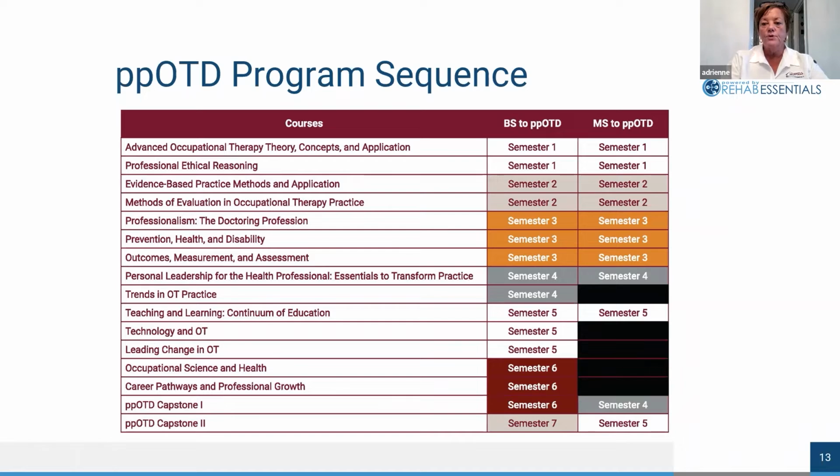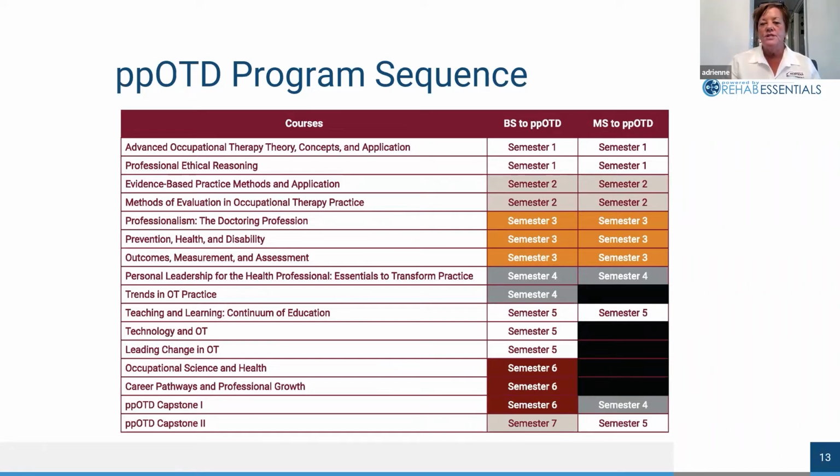And if we look down that list, those of you moving from a bachelor's to a post-professional OTD would see things about trends in OT practice, teaching and learning and technology, leading change in OT, and that gives us a great opportunity to discuss some advanced practice skills, and some things are advanced in the profession of OT that you may not have gotten otherwise.